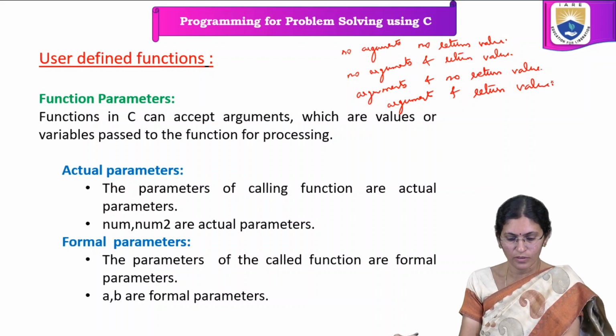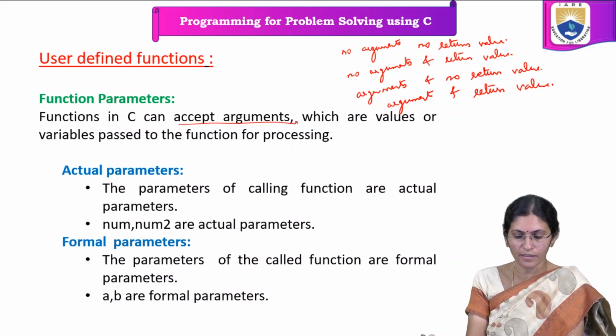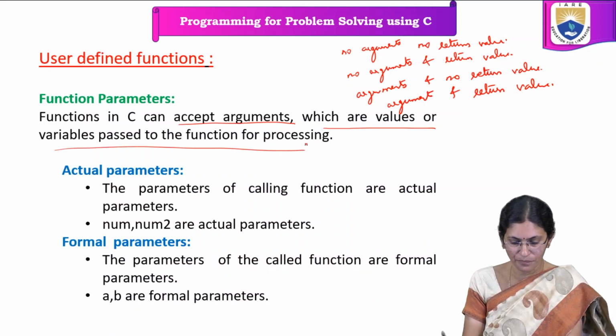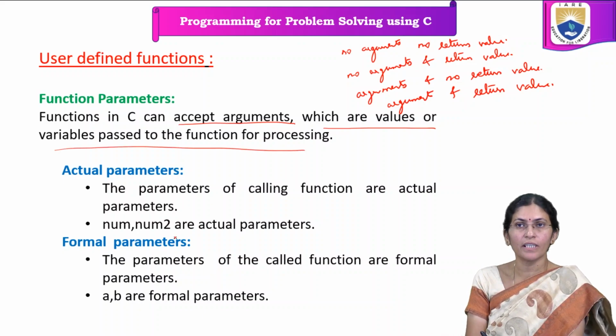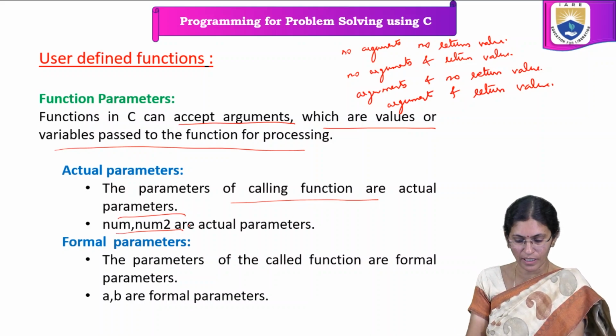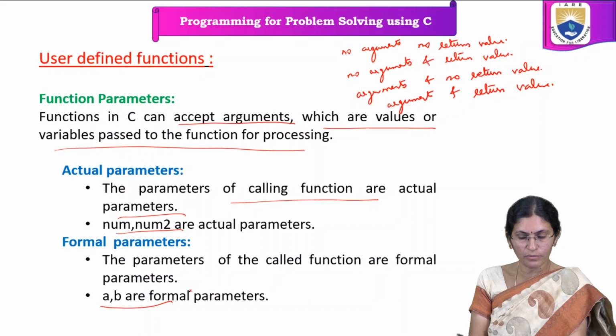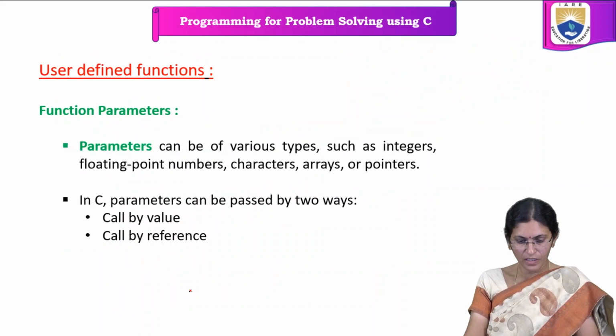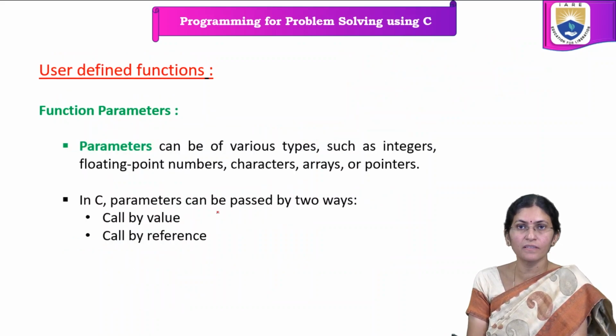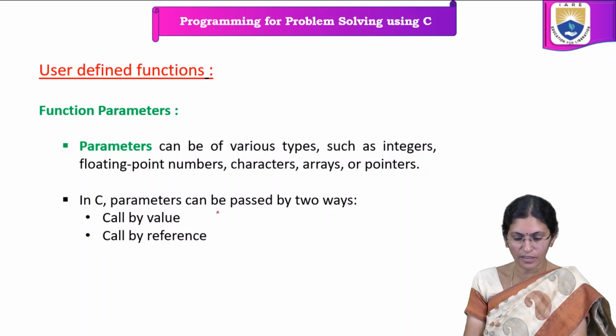and return value. A function in C can accept arguments, which are values or variables passed to the function for processing. There are two kinds of parameters available, actual and formal. Parameters of the calling function are called actual parameters. So in the example which we have seen, num1 and num2 are actual parameters, and A and B are formal parameters.